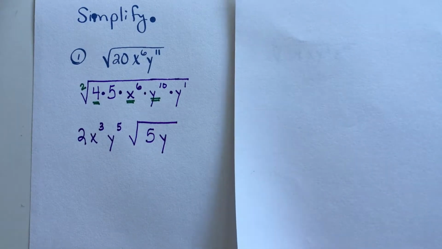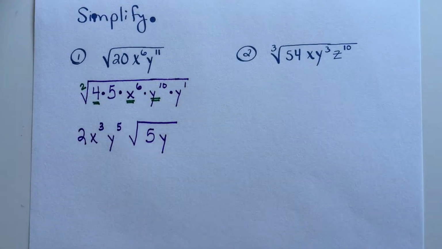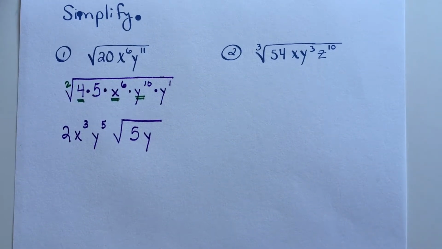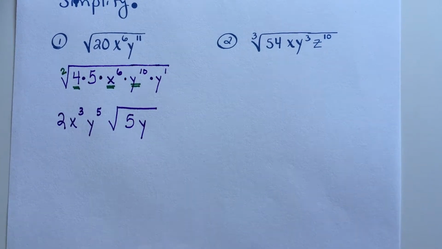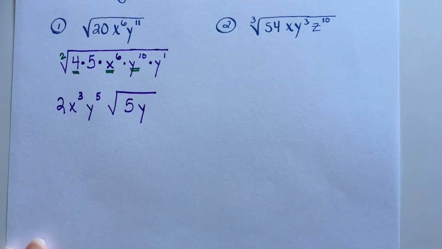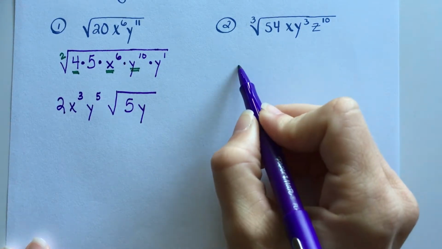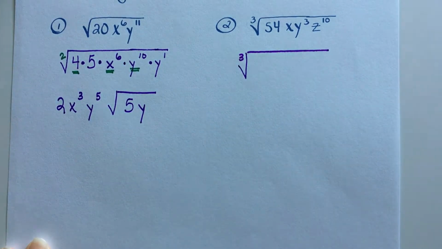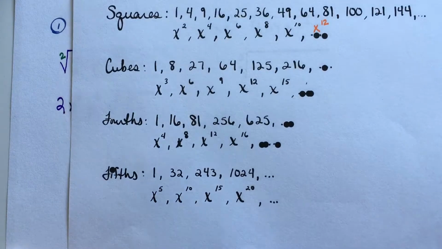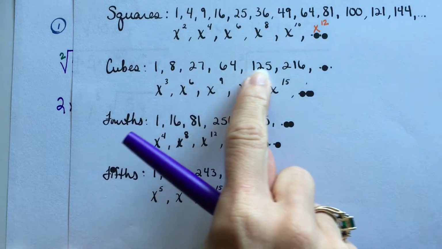Okay, looking at another one. Okay, so this time I'm looking at a cube root. Okay, so we're going to look at a different list of numbers this time. Okay, so if you look at your list of perfect cubes, so if you notice, 54 is not in here.